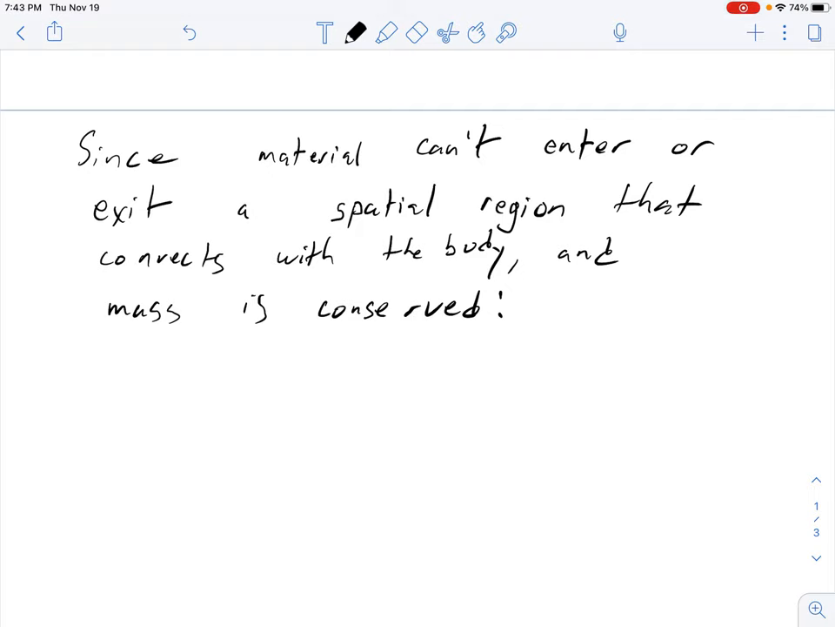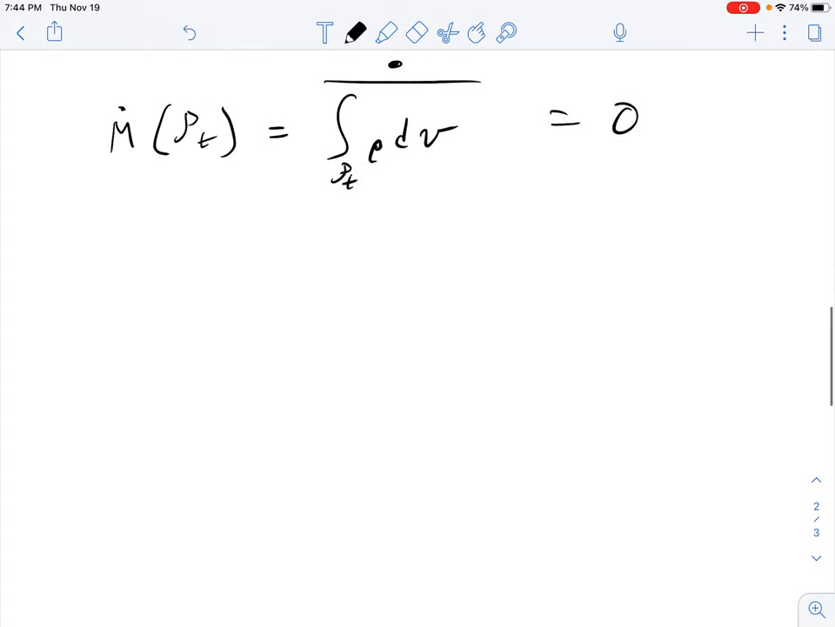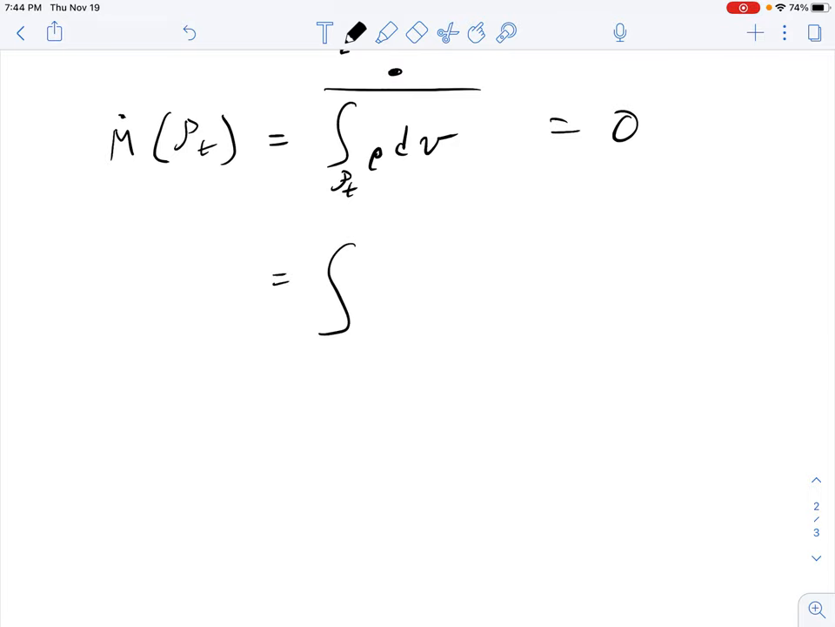Then we have the mass of P sub t, which we'll denote capital M of that spatially convecting region, defined as the integral over that spatial region that convects with the material of rho dv. That's constant, so its time derivative is zero. And that's equal to the time derivative of the whole thing. And from the last lecture, that was Reynolds' transport theorem, that is equal to the integral of rho dot plus rho div v dv, equal to zero.